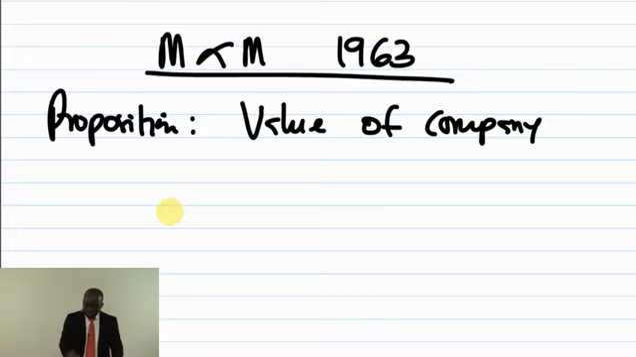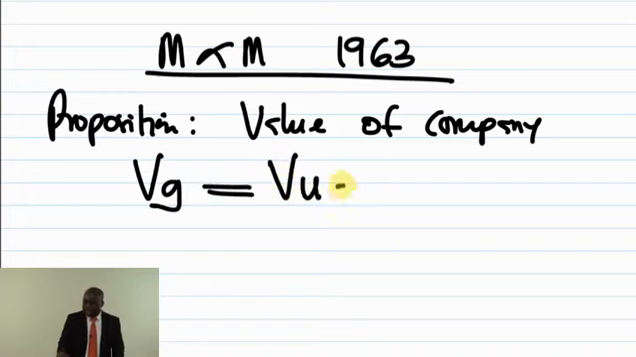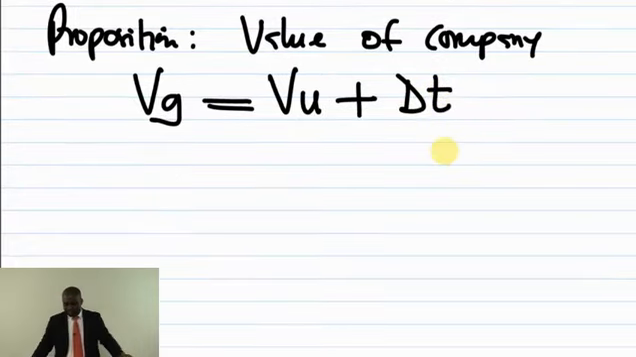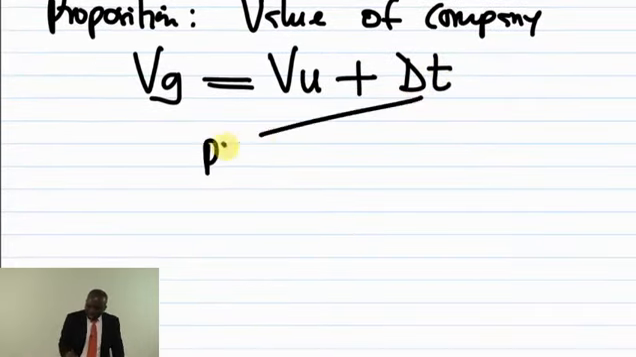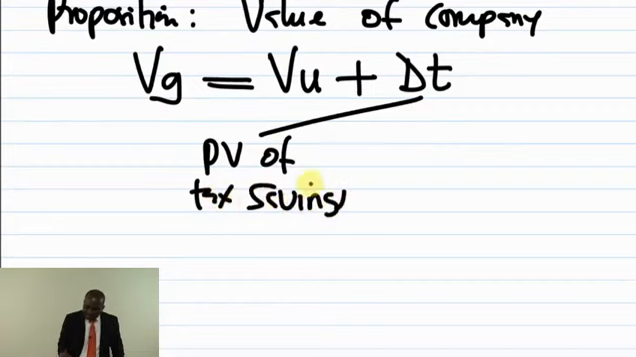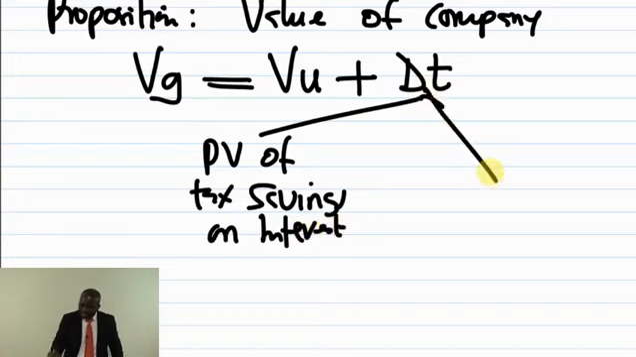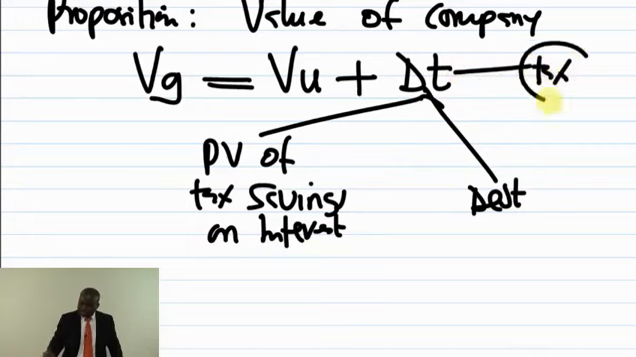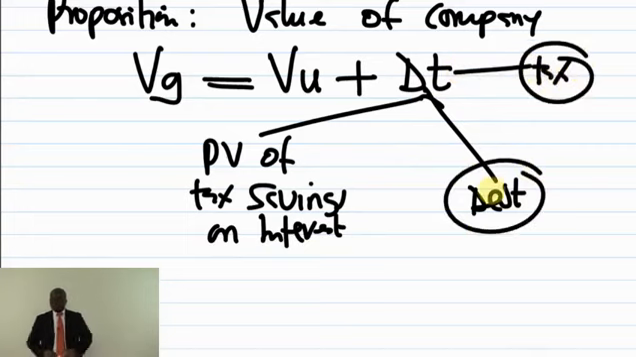So their equation is the value of the geared should be equal to the value of the ungeared plus the tax benefit, which is the present value of the future tax savings on interest. They said it's called DT. So this is what is referred to as the PV of tax savings on interest. D here is the value of the debt, and T is the tax rate. That's the shortest way of doing that. So it's a formula thing.